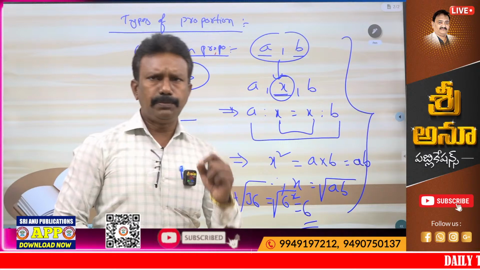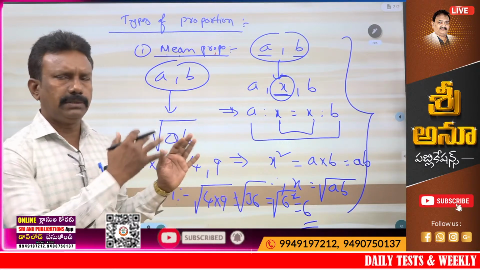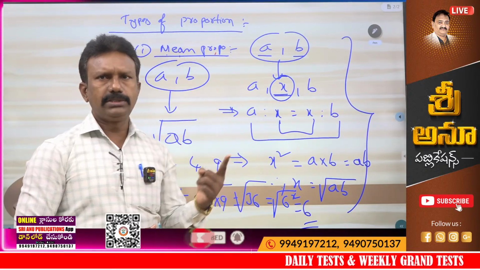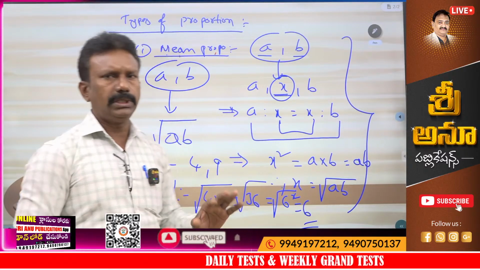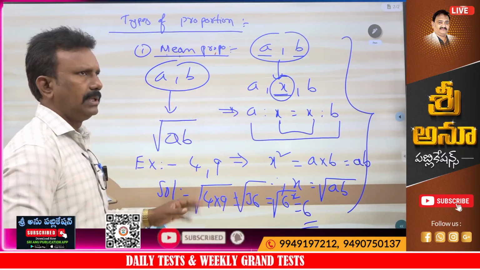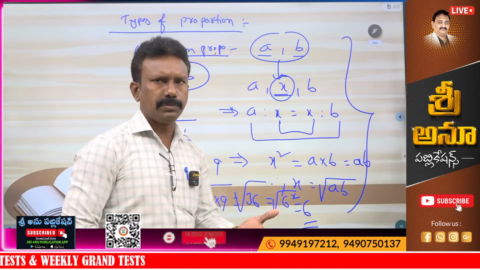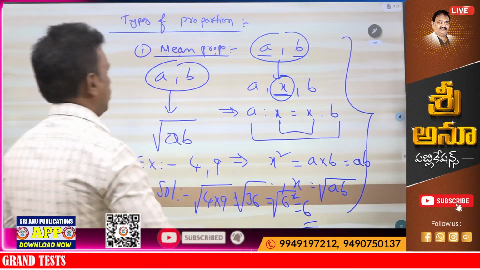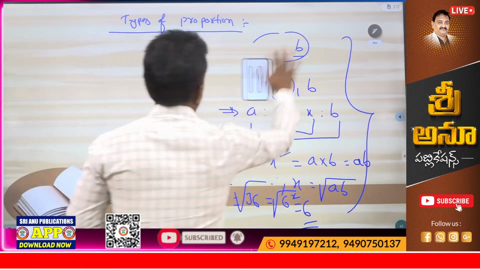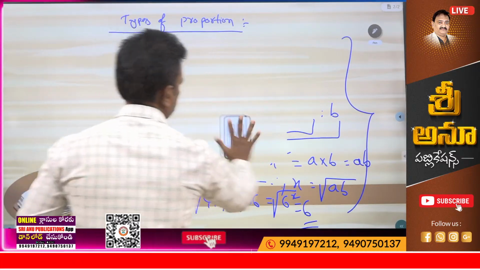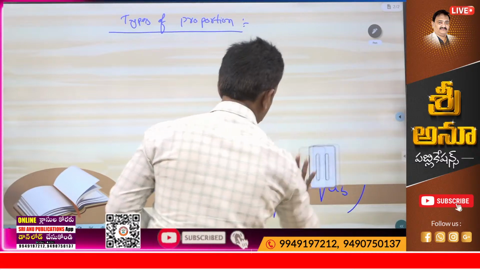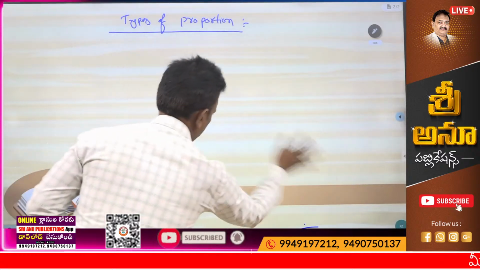So of the types of proportions, we discussed the first type, mean proportion, with an example. The next one is third proportion, and the next one is fourth proportion. These are the remaining two types. Of the types of proportion, mean proportion is just completed. The next one is third proportion.